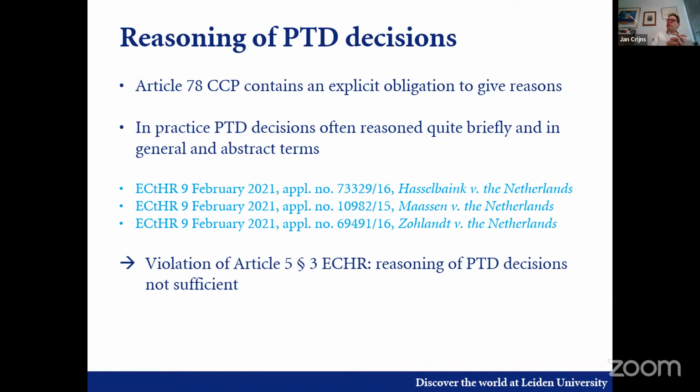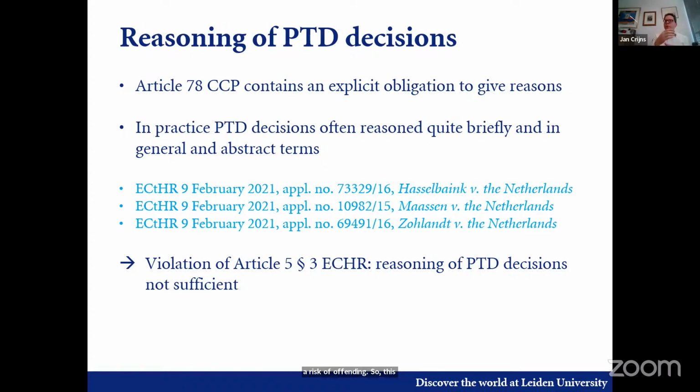Because the problem in these 3 cases, which you see on the slide, was that each judge who was ordering the pretrial detention decision just made reference to the reasoning of the previous judge. So the first judge said, well, there is a risk of reoffending. Then the second judge, a few weeks later, would say, as the first judge already stated, there is a risk of reoffending. And then a third judge, as the previous judges said, well, there is a risk of reoffending.